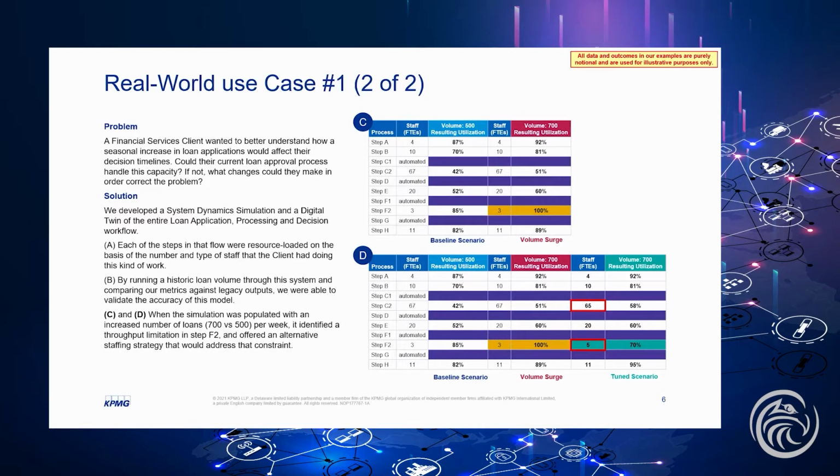If you look at Figure D, it appears that by moving 2 staff from step C2 to F2, assuming of course that these folks were cross-trained and had the right skills to work in both areas, we were able to balance the system and reduce the utilization of the staff in step F2 to a much more manageable 70%. This is just one example of how having a digital twin has allowed one of our clients to prepare for the unexpected ahead of time.